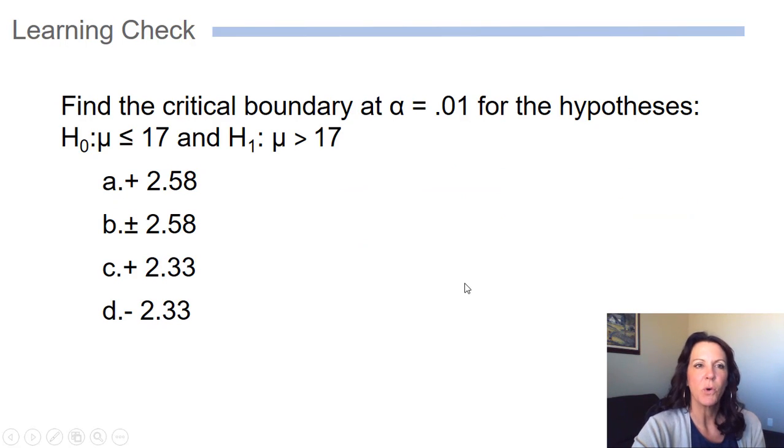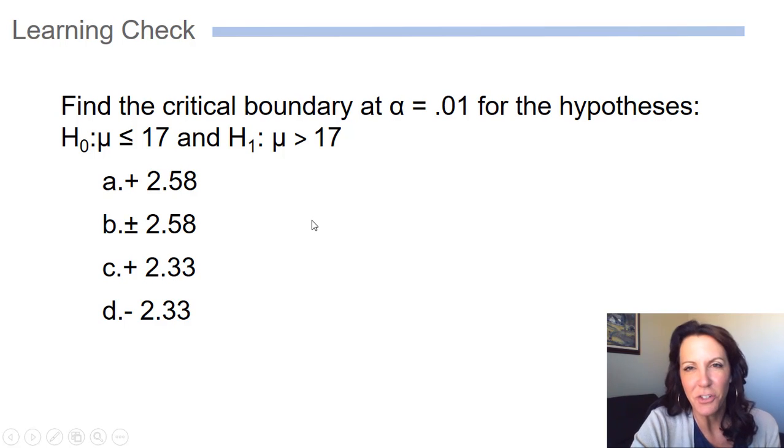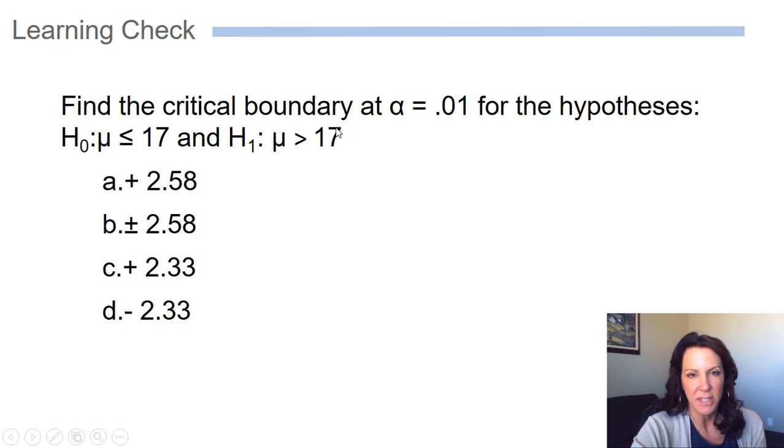All right, one more. Find the critical boundary at alpha 0.01 for the hypotheses. Let's look at the alternative hypothesis first. The mean of the population that my sample comes from is greater than 17, which is the population mean, or the null hypothesis is that the mean of the population that my sample comes from is less than or equal to 17. Okay, so what I'm really saying is that my sample mean is going to be greater than 17.